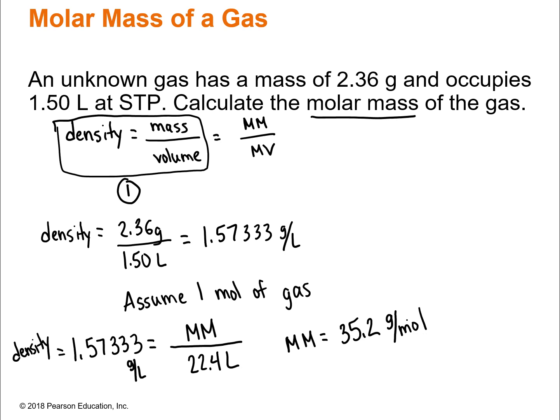Yes, that's exactly what you do. You figure out the density using the information given, which was the mass and the volume. And then you say that density is equal to the molar mass over the molar volume, assuming that you have 1 mole of your gas. No problem. Other questions, or let me know if you're ready to move on.